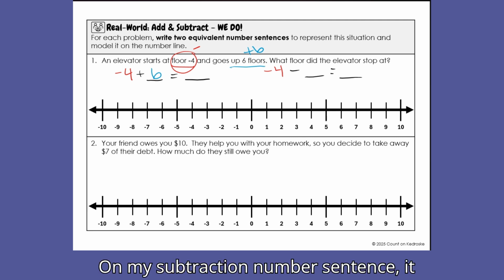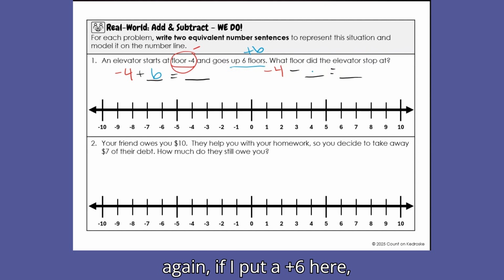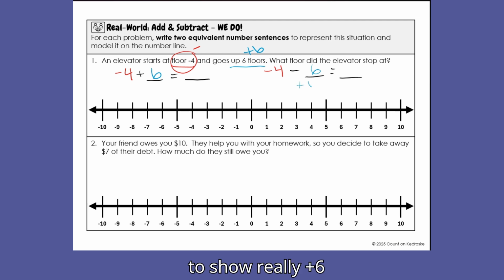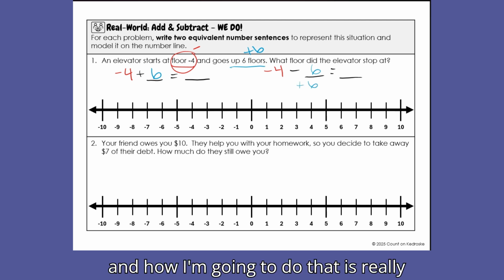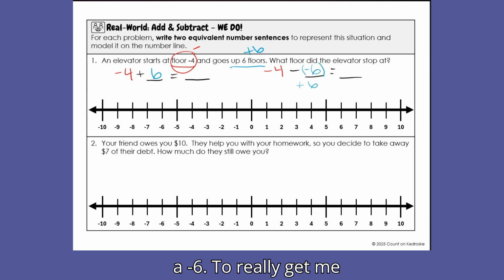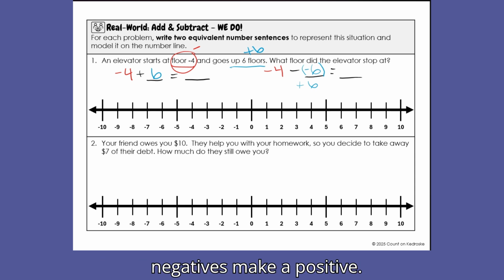On my subtraction number sentence, it might not make as much sense. Because again, if I put a positive 6 here, those two number sentences aren't going to be the same. -4 plus 6 and -4 minus 6 are not the same. I need this to show really +6. And how I'm going to do that is I'm going to have to subtract a -6 to really get me that I'm going up 6 floors by taking away a negative, because two negatives make a positive.